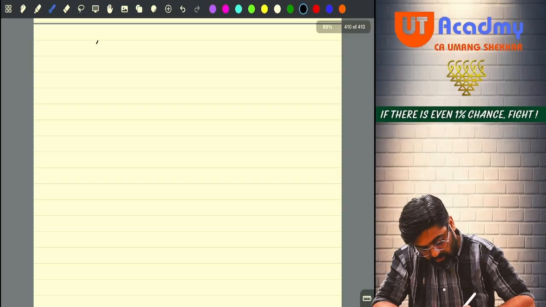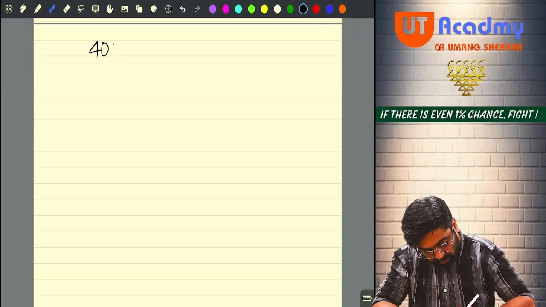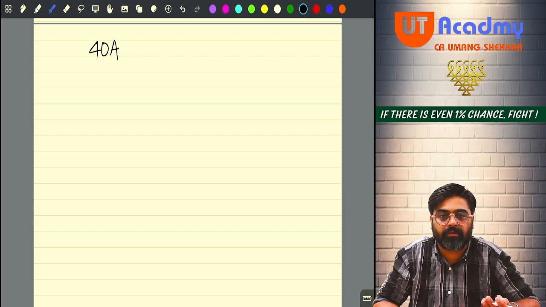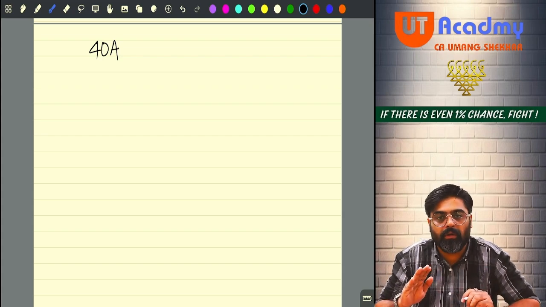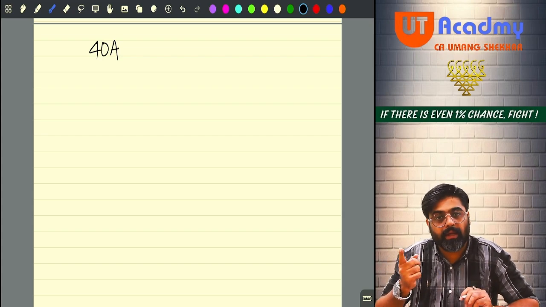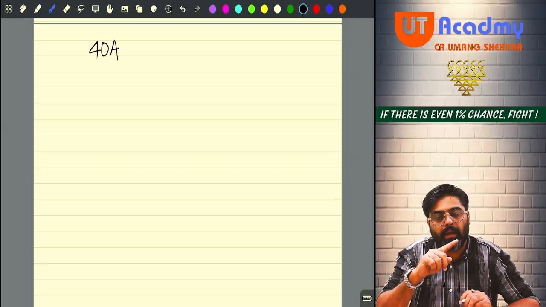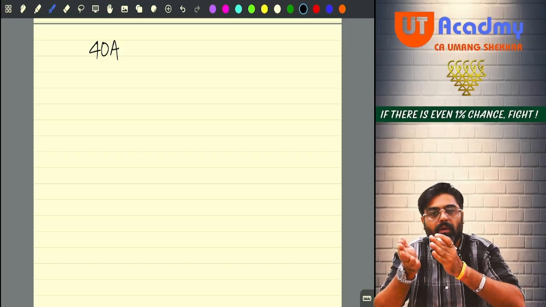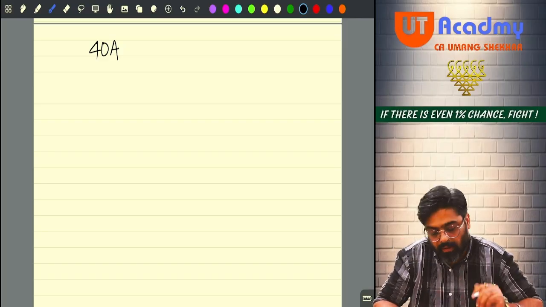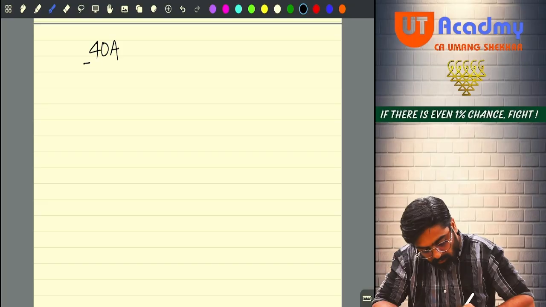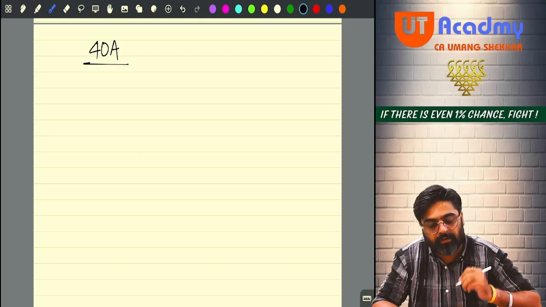40A. This is not 40, this is 40A. This is a different section. So yesterday we saw section 40. In that two clauses were there, clause A and clause B. And in clause A also we saw different sub clauses. Today we are going to start with 40A. This is a different section.